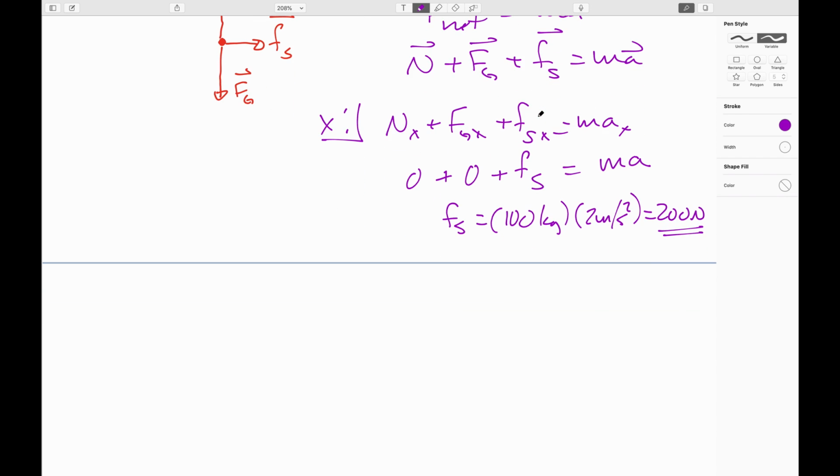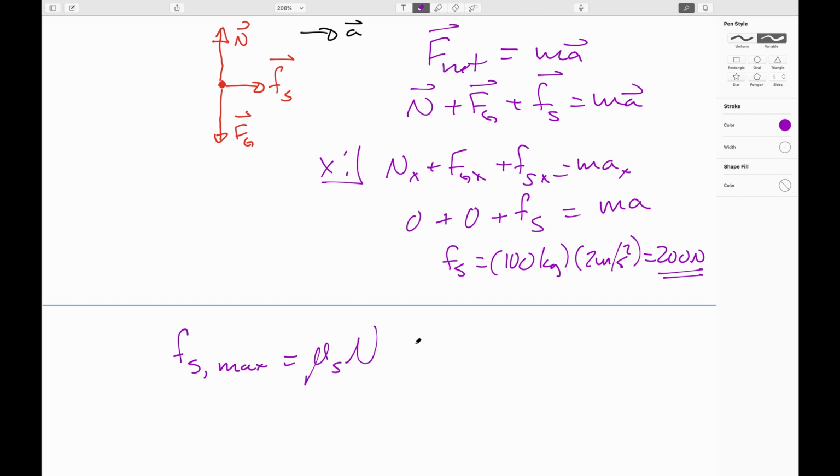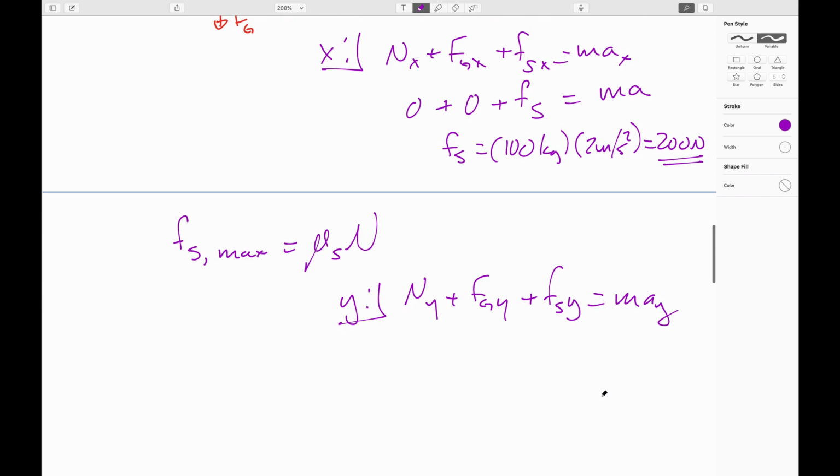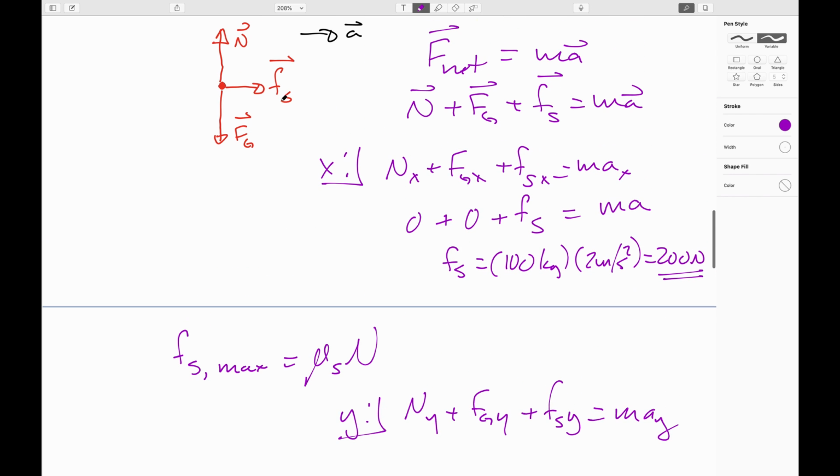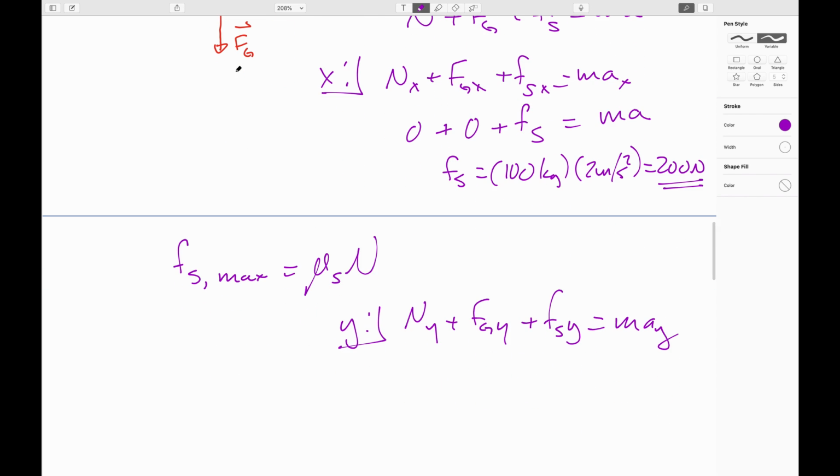Now to figure out if the box slips, we're going to have to go back to our model of friction. In our model of friction, we said that Fs max is equal to mu static times the normal force. So this means that we need to solve for the normal force. And we can do that by looking at the y component of our equation of motion. So we'll just put y's on everything here. So this will be Ny plus Fgy plus Fsy equals may. All right, so here the normal force is acting entirely in plus y, so we can just write N.